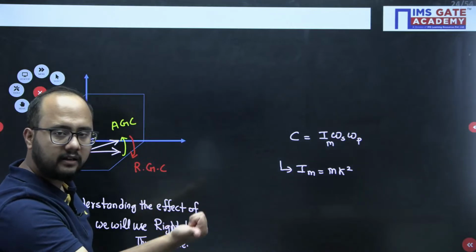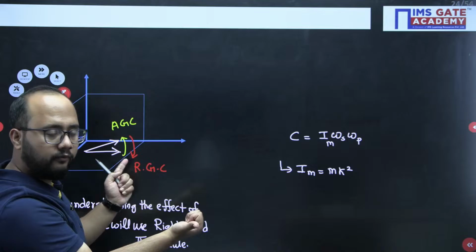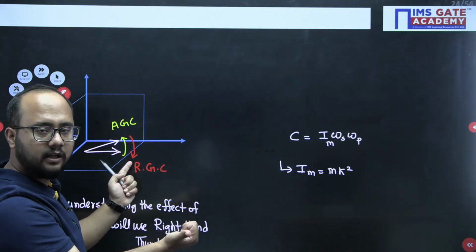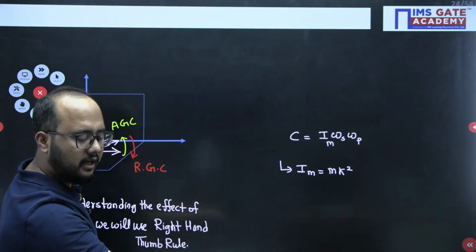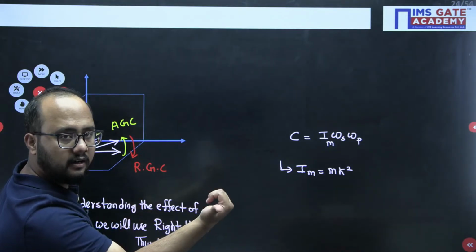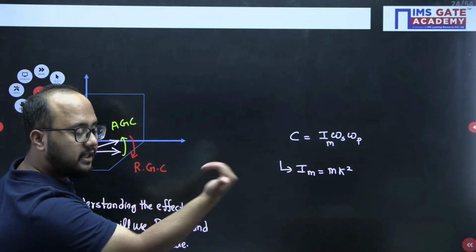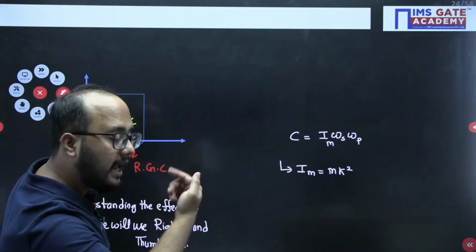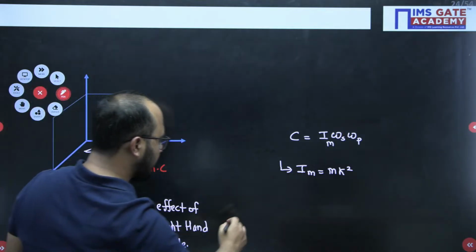So I will keep my right hand thumb in the horizontal plane, in the direction of this arrow. So I will keep my thumb like this, and these fingers are rotating anti-clockwise from the front. Fingers are curled anti-clockwise from the front, right? It means what? Anti-clockwise couple is acting on the shaft.